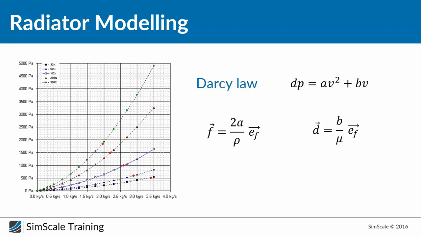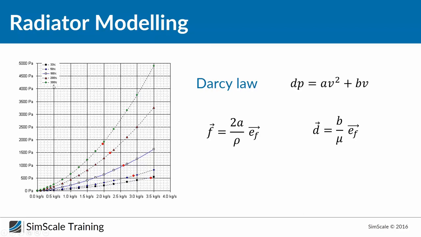And there is a very nice approach, which is called porous media. Here the idea is, we will assume that the radiator is not a radiator, but a porous zone, like a sponge. And you may hear about Darcy's law, which is usually used to describe diffusion or other passive transport properties, but you can also use it to describe porous media.